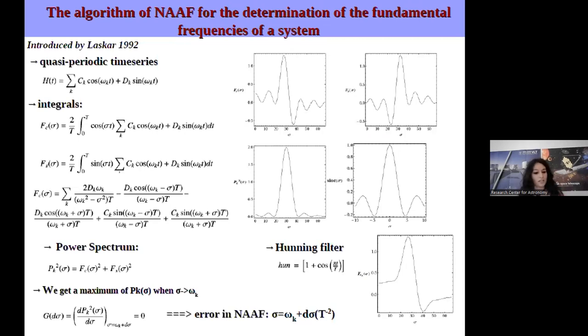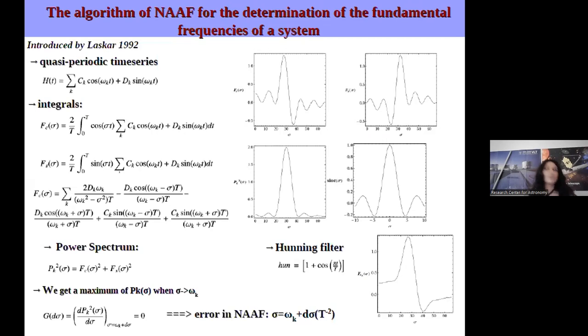The method we used here is NAFF, the numerical analysis of fundamental frequencies, first introduced by Laskar in 1992. We prepared a paper about that, and we tried to understand this method better in depth and to apply it in our model, in the N-body simulation, in order to define the two different pattern speeds of the bar and the spiral arms.